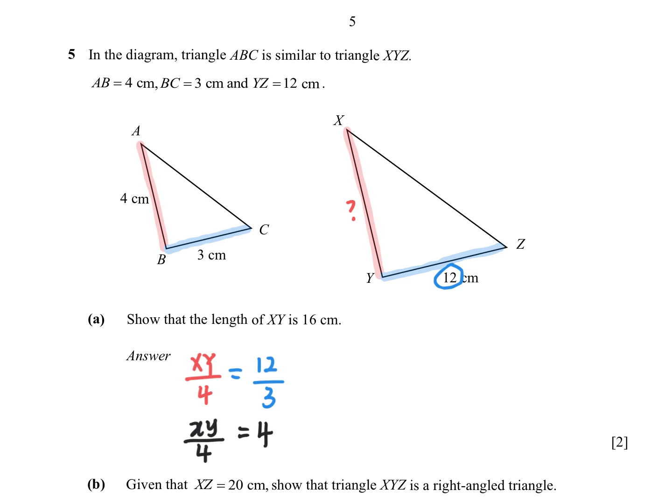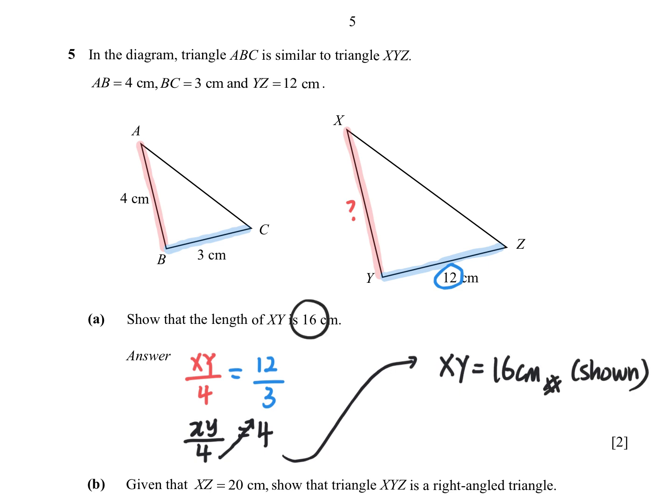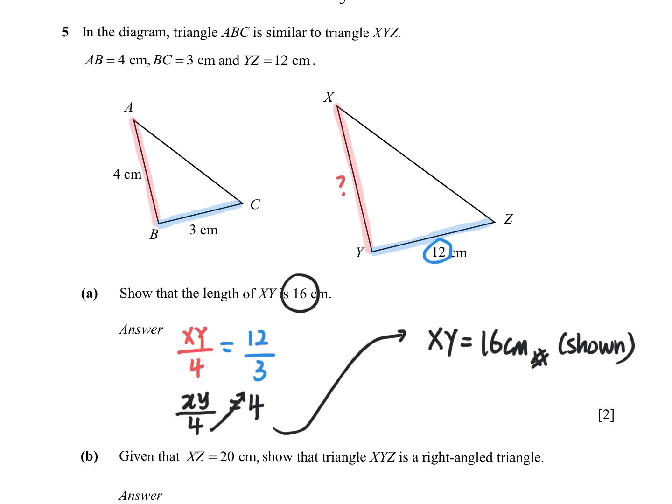Okay, and then if you do a cross multiply, what do you get for xy? 16, which is what they want you to show. So you just write shown. So compare the ratio and use it to help you find your answer.